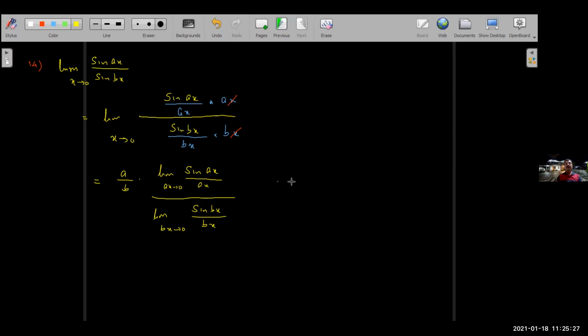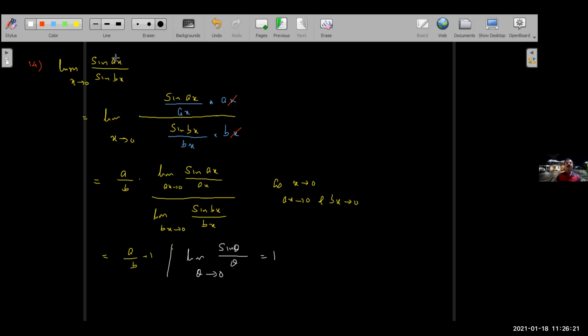Here, right hand side, as x tends to 0, ax tends to 0 and bx tends to 0. This is a by b into 1. Reason? What is the reason? Sine theta by theta is equal to 1, theta tends to 0. Remember it. Whatever may be the angle of sine, the same thing should be there in denominator and the same thing tends to 0. Then only that expression becomes 1.